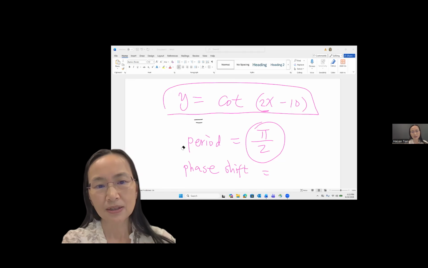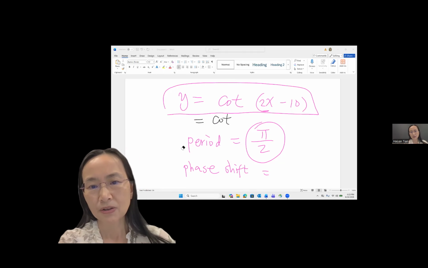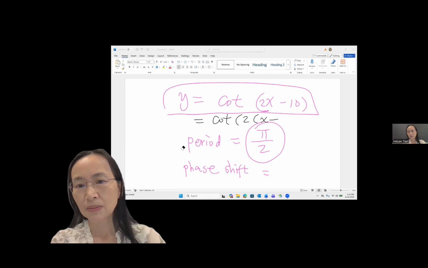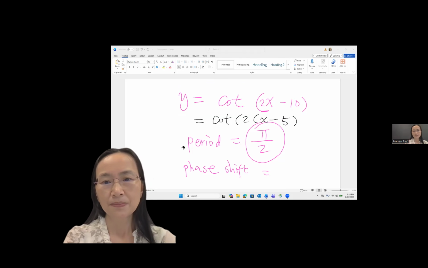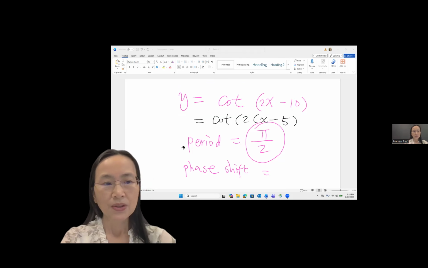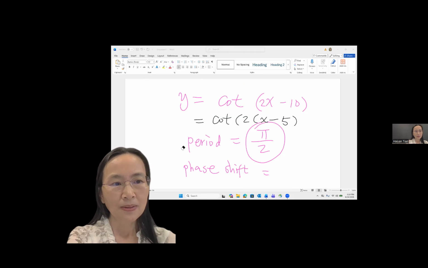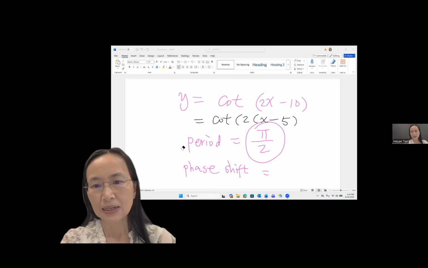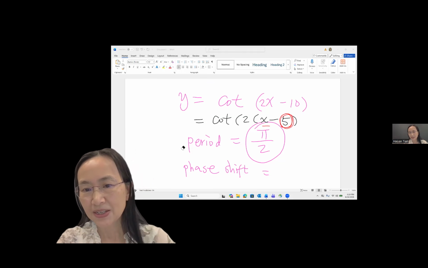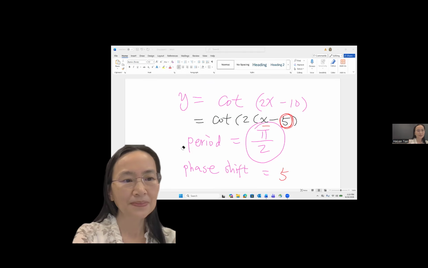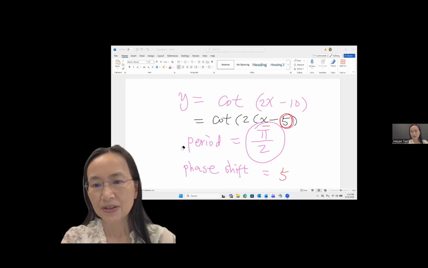If I write the function into this form, I factor out the 2, then we can see better. Then the x variable minus 5, right? If I factor out the 2. So then we notice the phase shift here, x minus number 5. 5 is the phase shift. So the phase shift is 5. Yeah, phase shift is 5.